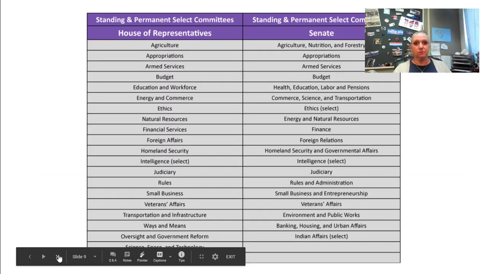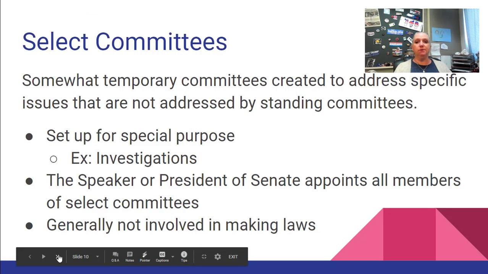And here, very quickly, is a list of all the standing and permanent select committees in both the House and the Senate. Now, a select committee is a somewhat temporary committee. There are a few select committees that are permanent, but most of them are just temporary. They are created to address specific issues that are not addressed by standing committees. They are set up for a special purpose, usually investigative.